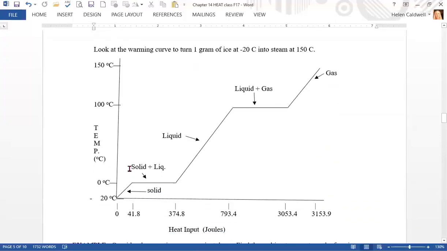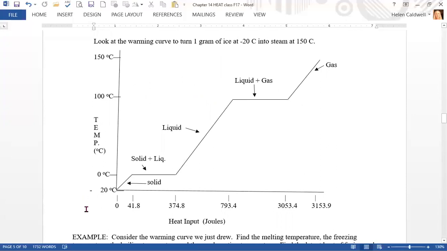We're going to look at a warming curve where this is drawn for 1 gram of ice going from minus 20 degrees Celsius to steam at 150 degrees Celsius. Across the horizontal axis, we have the heat input in joules, and on the vertical axis, you have the temperature in degrees Celsius. We are starting at negative 20 degrees Celsius. There's 0 degrees Celsius, 100, and 150. Across the horizontal axis, it's 0 and 41.8 and 374.8 and so on.